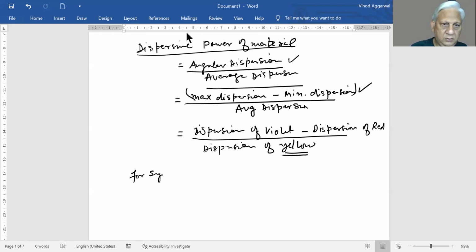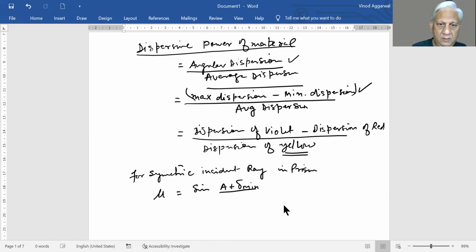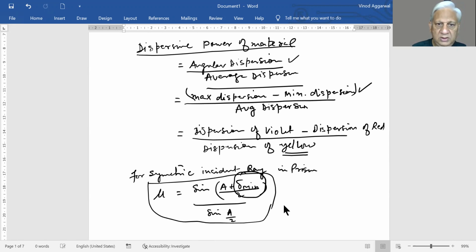For symmetric incident ray in prism, mu is equal to sine, this formula we have already seen earlier. What is this? This is the angle of minimum deviation.